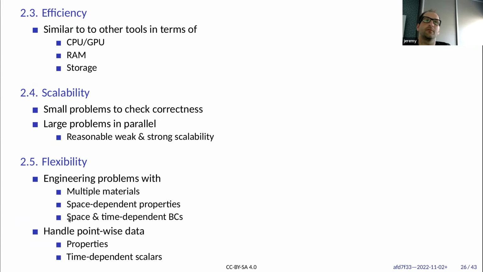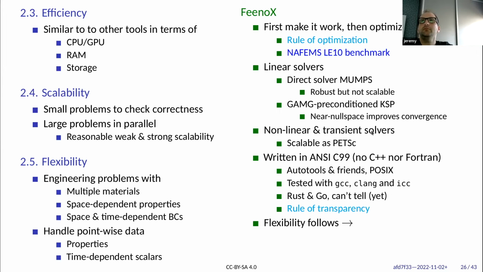So that finishes the part about how to invoke it and that the tool should allow parametric and optimization runs. About efficiency, scalability, and flexibility, well, it's still under development, so we're not paying too much attention to optimization, but there are a couple of benchmarks where we see that FeenoX is as fast or even faster than other tools. It's written in C, not in C++, not in Fortran. And there are reasons for this. They are discussed in the documentation.